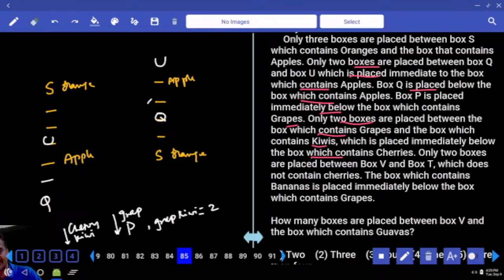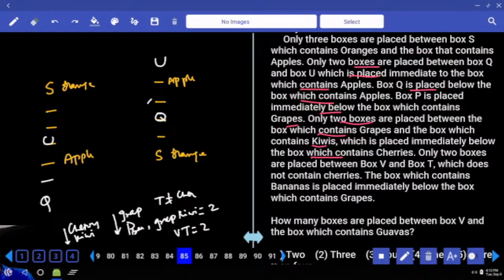Only 2 boxes between V and T. Now in between V and T, how many? There are only 2. T which does not contain cherry. Now T cherries is ruled out. Then the box which bananas is placed immediately below grape. And immediately below grape, what is that one? Banana. Then which is banana? P is banana. Clear? Banana is immediately below grape and P is immediately below grape. Hence P contains banana.